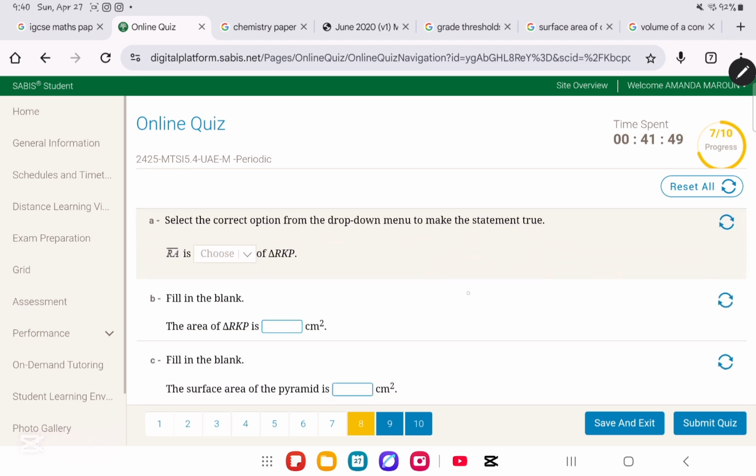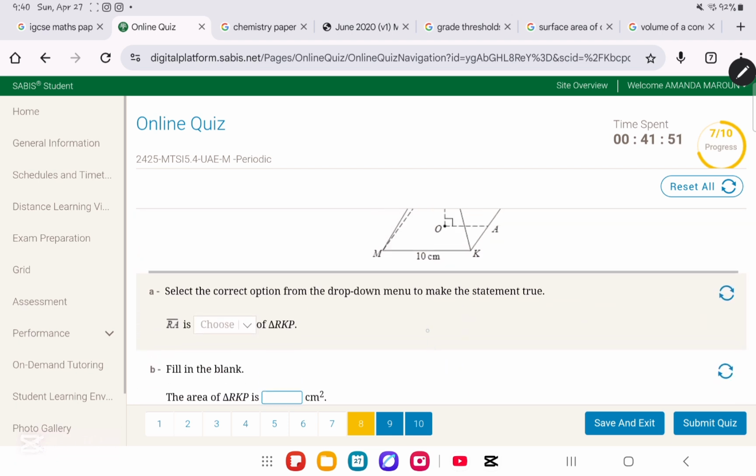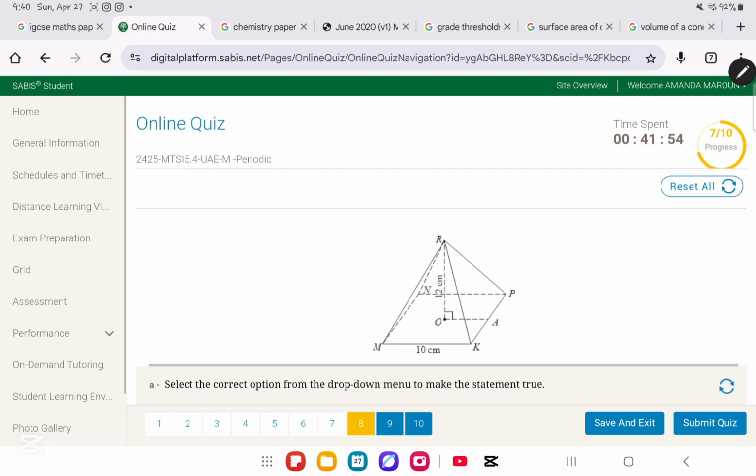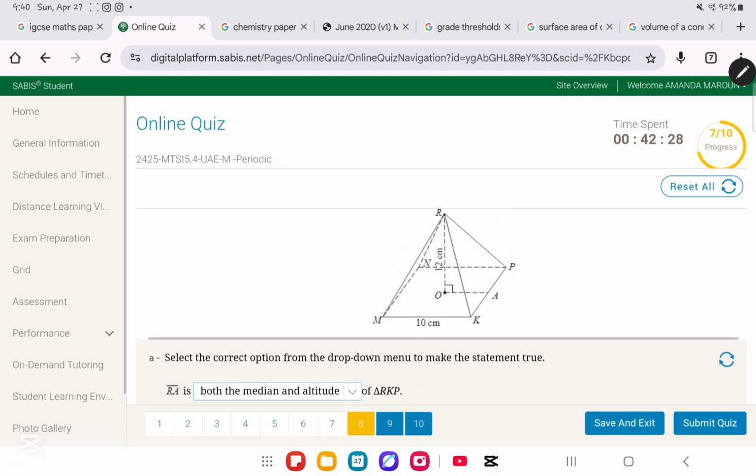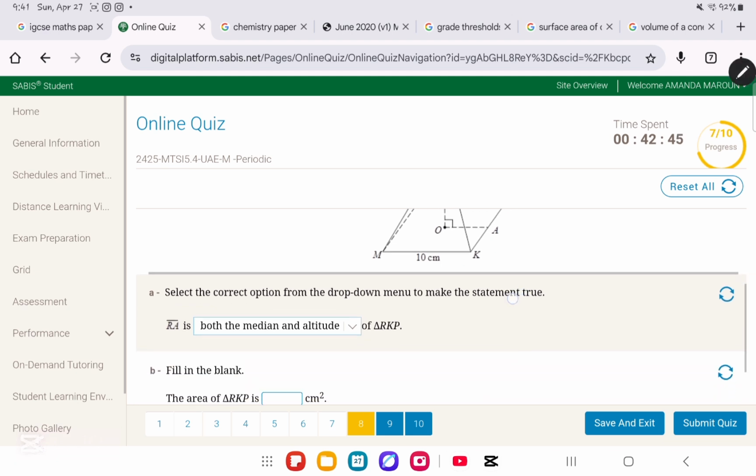We move on to the question number 8. They said select the correct option from the drop-down menu. RA, from here till here. So it is RA, okay? So RA, as you can see over here, it is going to be what? It's going to be both the median and the altitude. What does altitude mean? Altitude means the height. So RA is the height of triangle KRP or RKP, okay? And it is the median, meaning it will cut it into two equal parts. It will cut KP into KA and AP, okay? And they are both equal to each other.